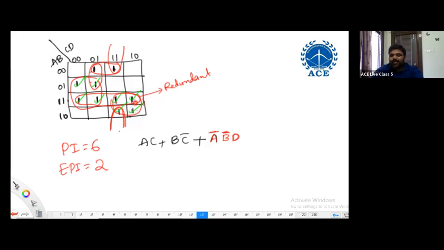Right. Now, you might be getting full clarity about the prime implicants, the essential prime implicants, and redundant and selective prime implicants. Everything you must get clarity. Anyone has any doubt? Essential prime implicants are 2. Minimal expression is only 1. We don't have another possibility with the same complexity.